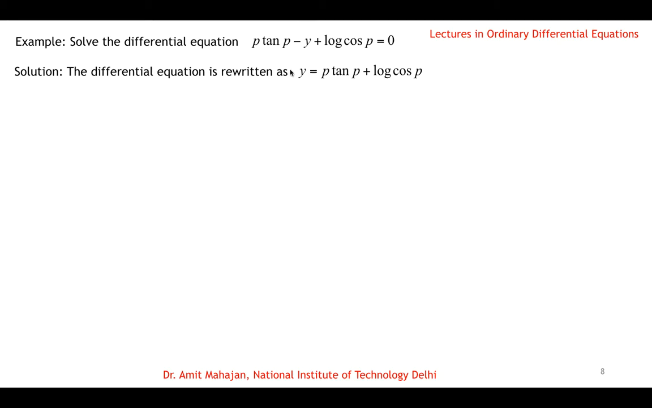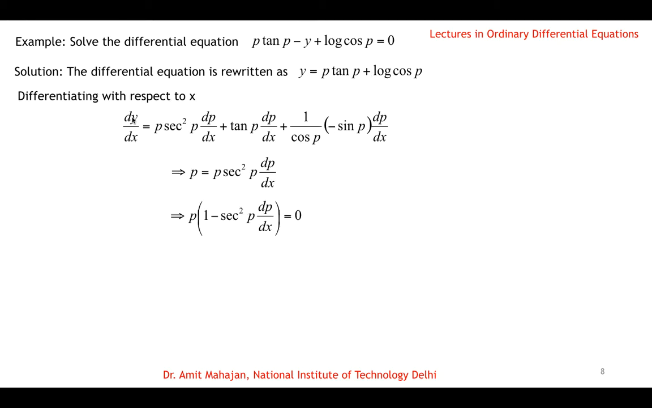So we differentiate this equation with respect to x to write dy by dx, using the product rule. So p times sec^2 p dp by dx is the derivative of tan p, plus tan p for the second function into the derivative of p, which is tan p dp by dx. Similarly, the derivative of log is 1 by the function, so 1 by cos p, then the derivative of cos p is minus sin p and dp by dx. And because this dy by dx is p, and here this minus tan p dp by dx cancels out with this tan p dp by dx, so the last two terms cancel out.